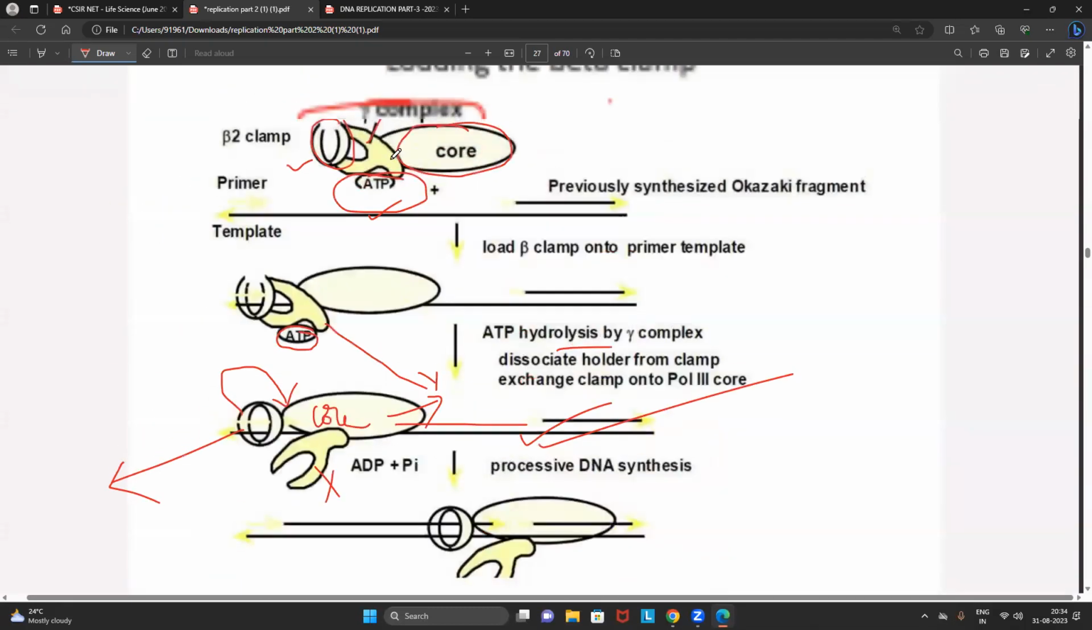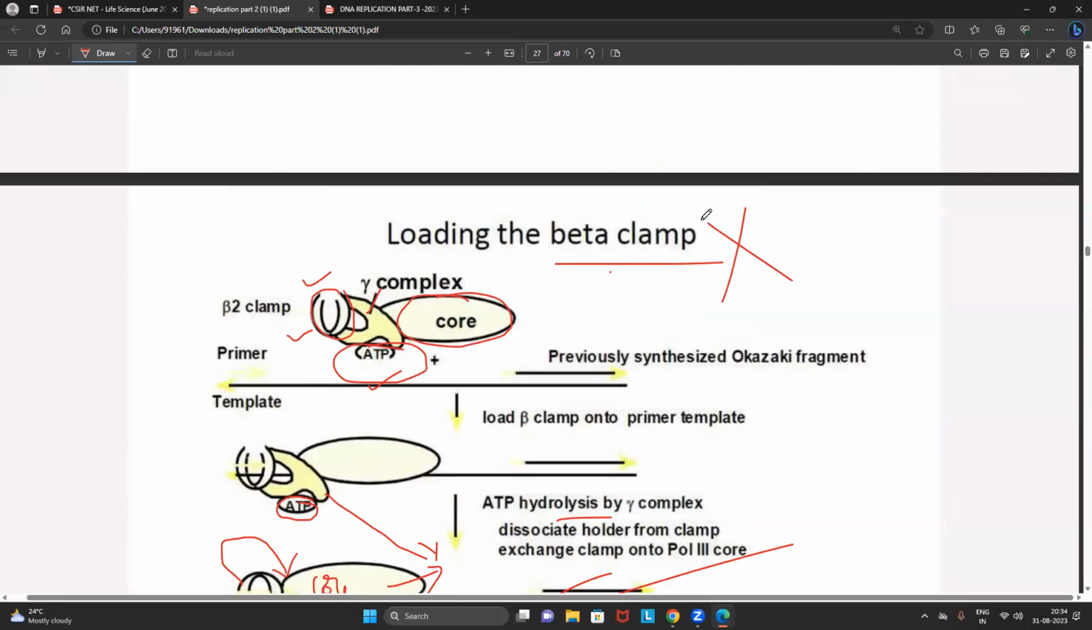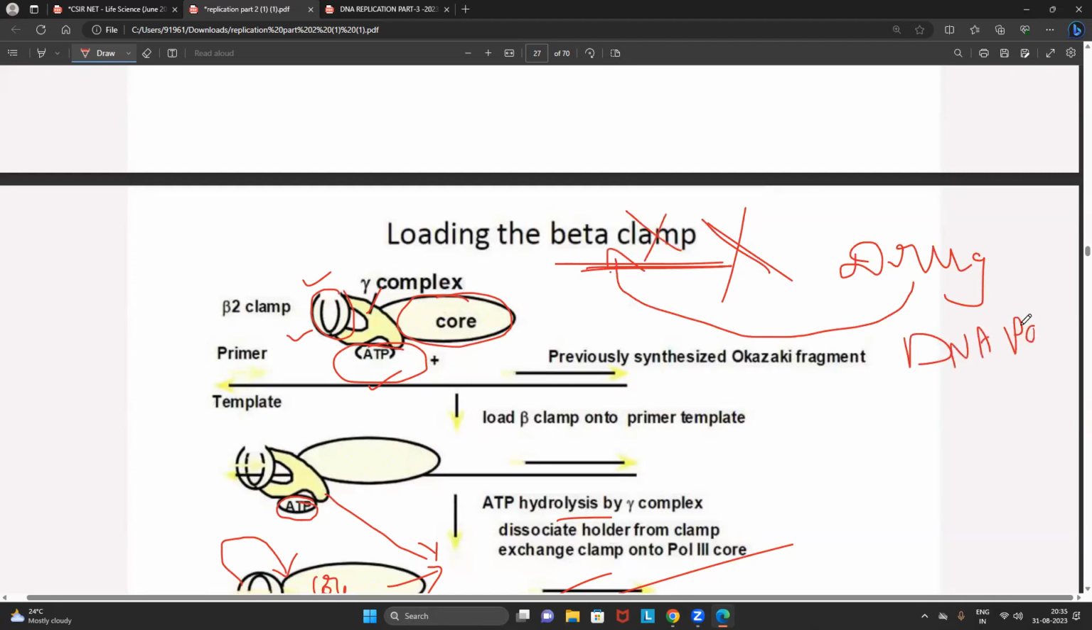Always remember, if there is no beta clamp, the DNA replication will stop in the middle itself. I'm just telling you some examples. In the laboratory during the PhD experiments, sometimes we will give a drug. That drug will go and block the beta clamp. When it blocks the beta clamp, even though the DNA polymerase 3 enzyme is present, the replication never happens.